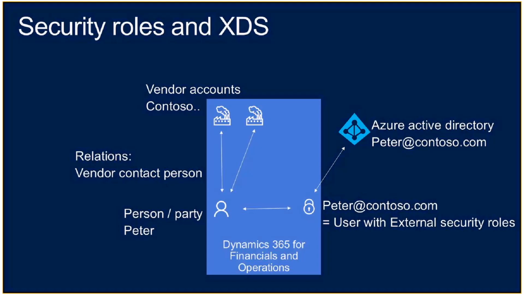And the person party, you can see there are small connections up to the vendor accounts. There are 2 vendor accounts, small icons of factories here. So the relation between that person and the vendor account is actually what's used in our security policy. So that's what's determining which POs it's filtering out.